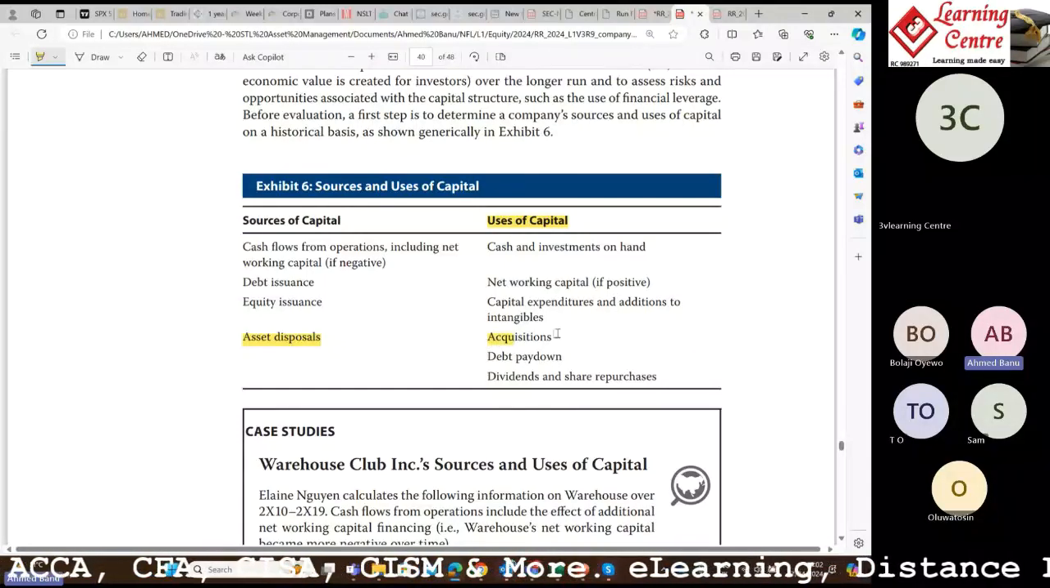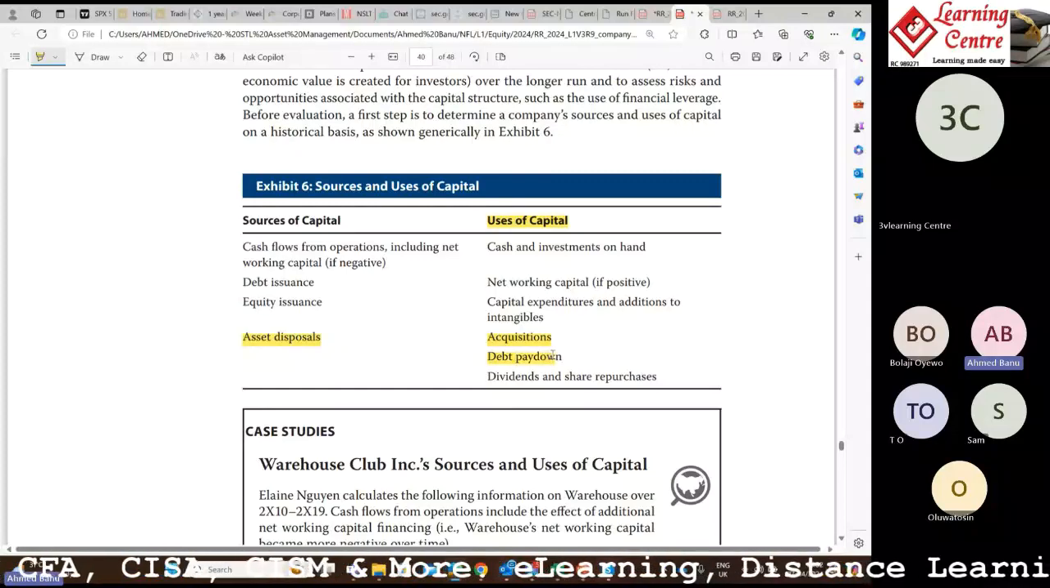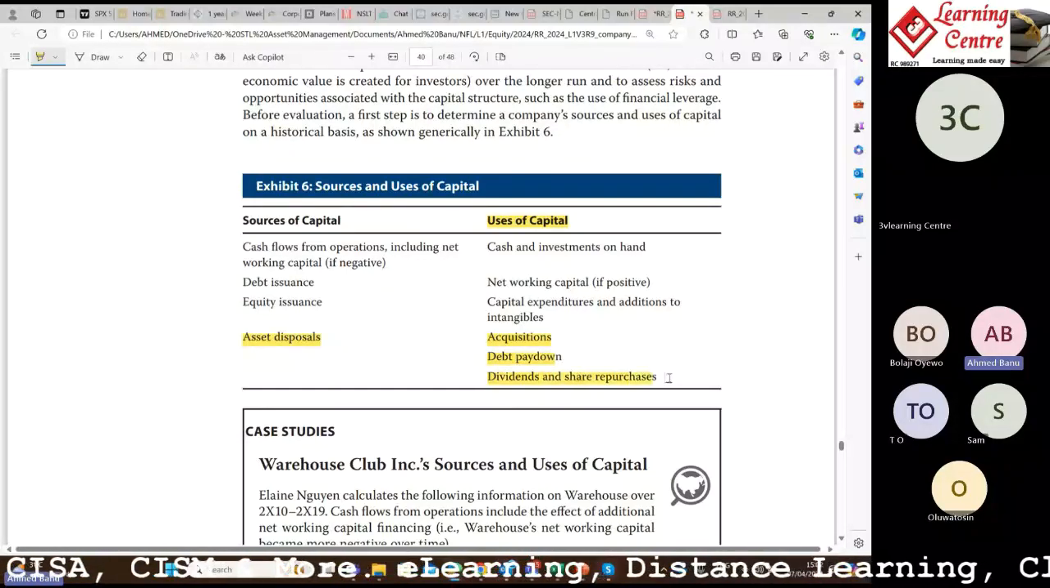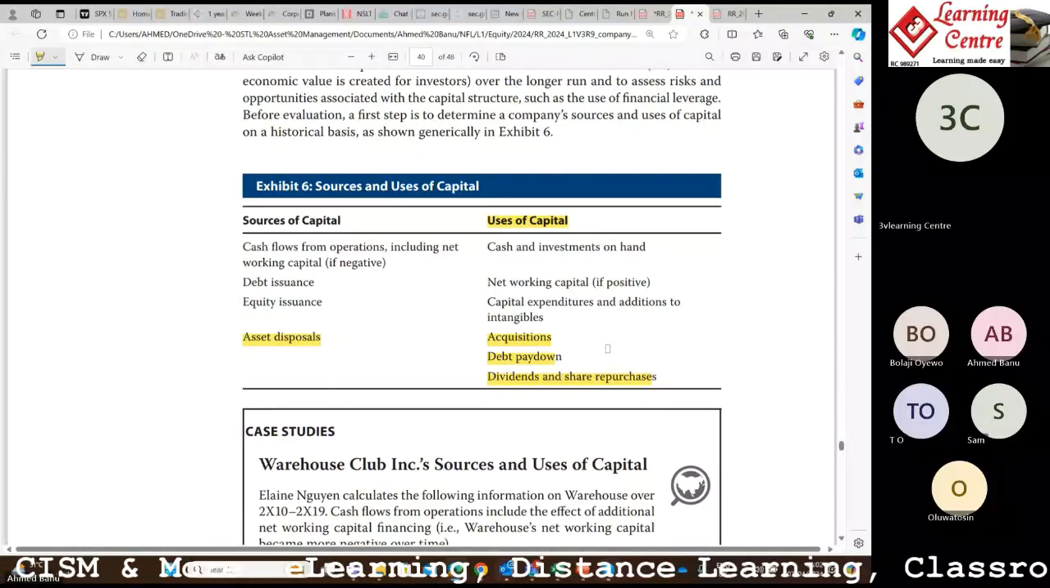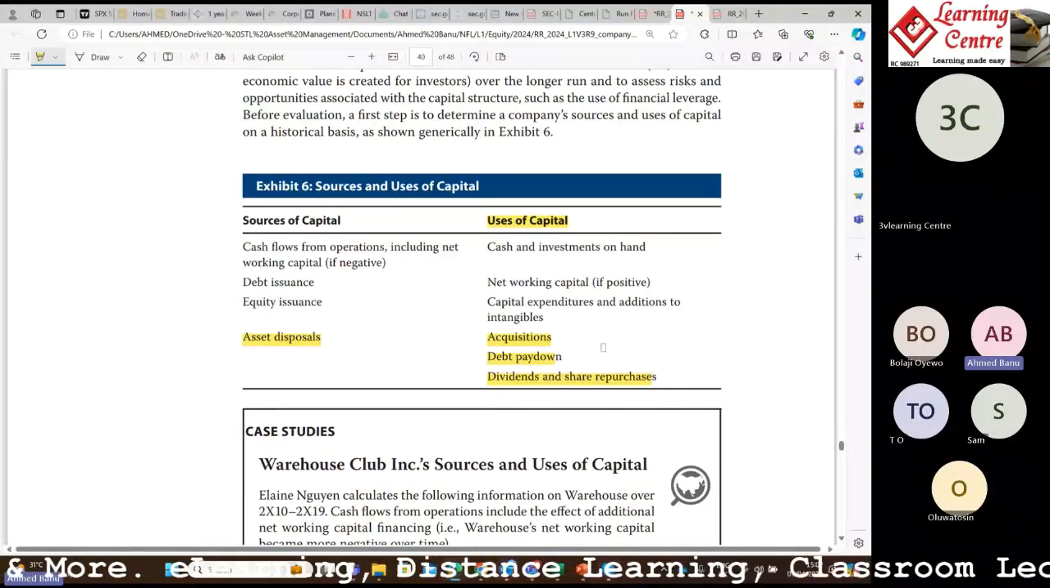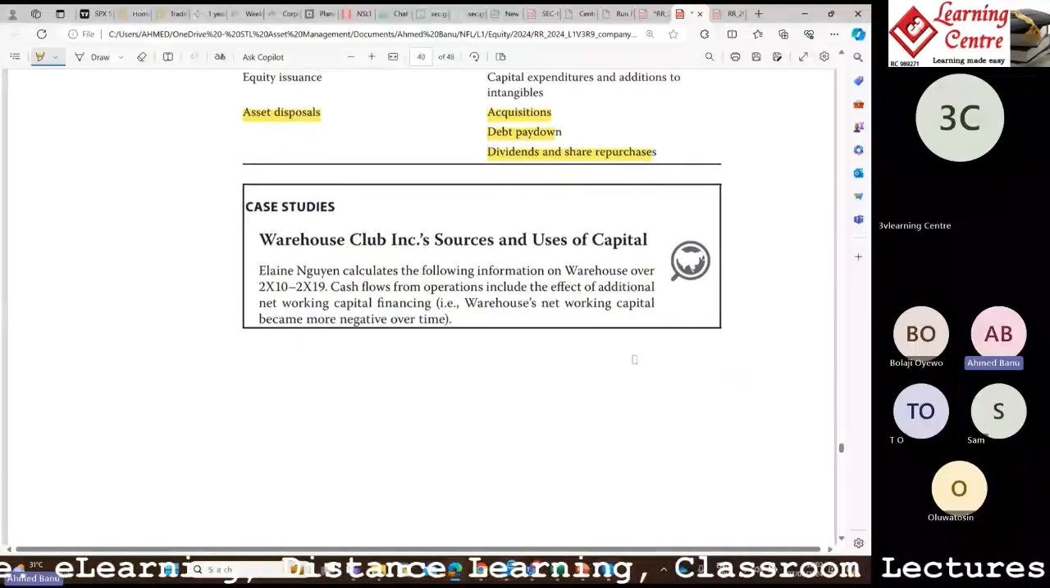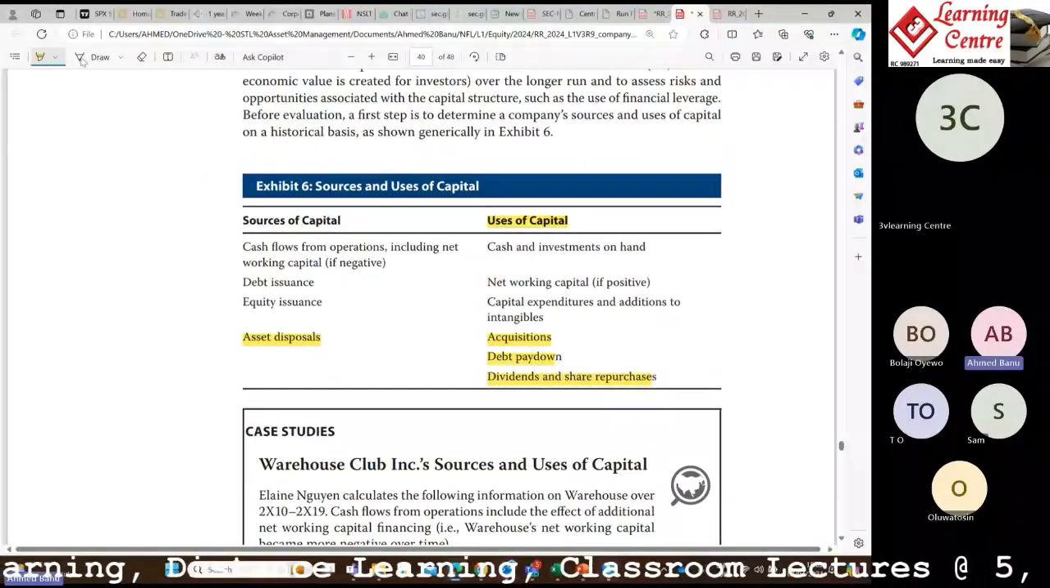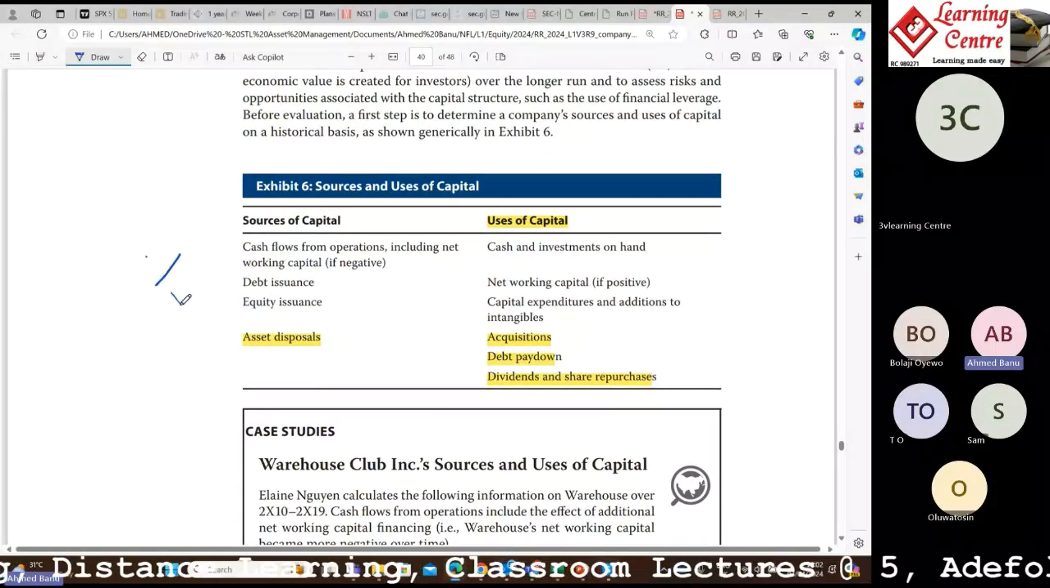Some people use it to acquire, some people use it to pay down debt, some people use this capital to pay dividends and do share repurchases. Yeah, so you need to understand the organization from this perspective.